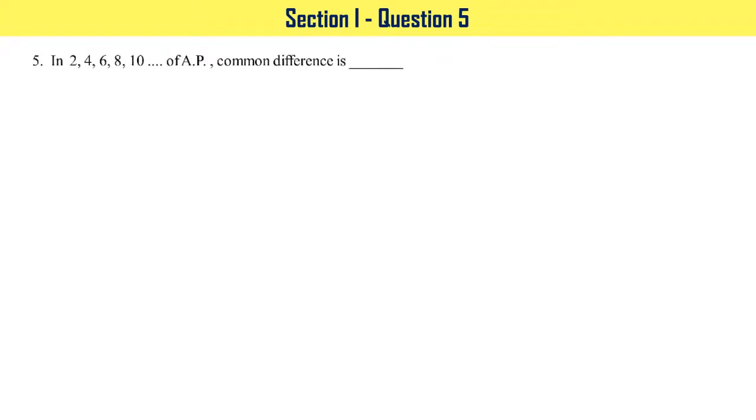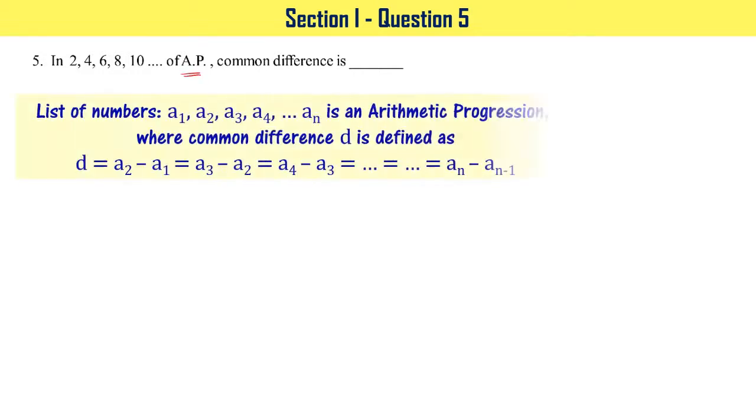Question number 5. In 2, 4, 6, 8, 10 and so on of arithmetic progression, what is the common difference? We know that list of numbers A1, A2, A3, A4 and so on is an arithmetic progression where the common difference D is defined as A2 minus A1 or A3 minus A2, A4 minus A3 and so on, right?